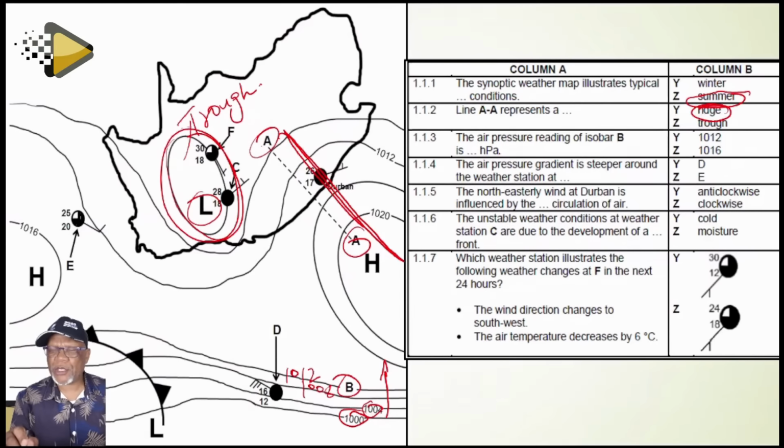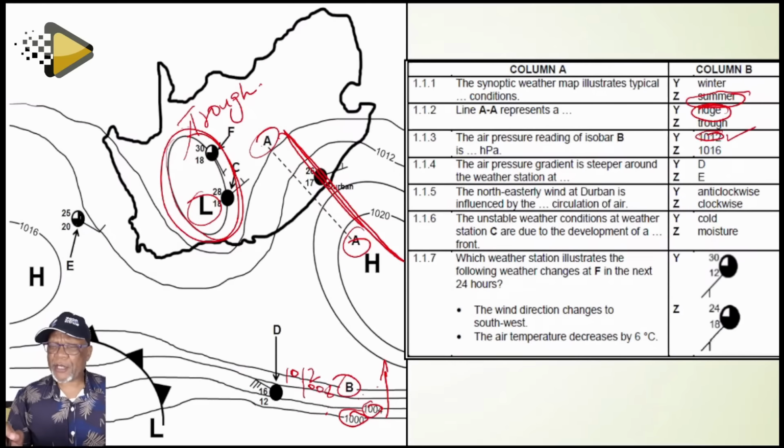So now the question is the air pressure reading of isobar B. Here is the isobar B. The pressure is increasing northwards, towards the H there. As you do that calculation, you say this one is 1000, this one is 1004, which means this one will be 1008. Then when you add 4 to 1008, it is going to be 1012. So the correct answer there will be 1012, which is Y.